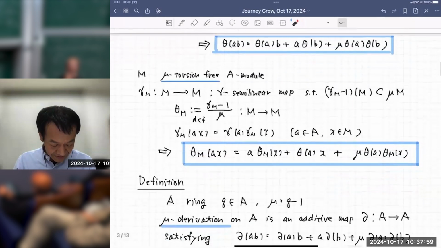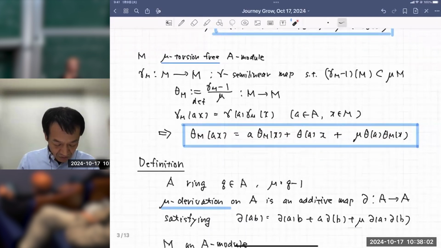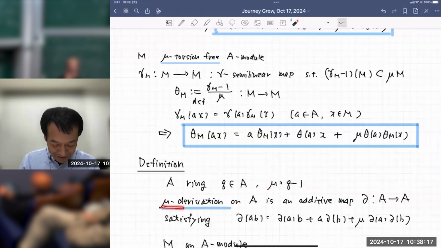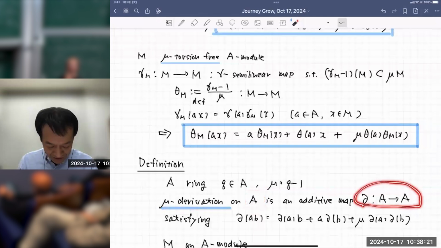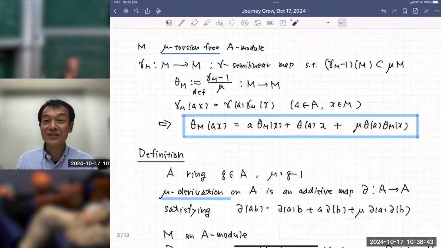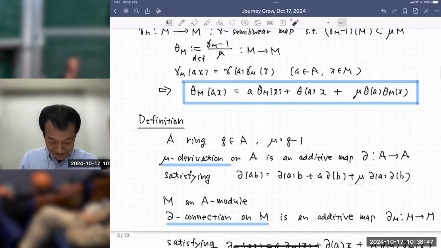And based on this observation, I define a mu derivation over a ring as follows. So A is a ring, Q is an element of A, and mu is as before Q minus 1. I define a mu derivation on A to be an additive map from A to A satisfying the same equality as theta above. So the image of AB is the derivation of A times B plus A times the derivation of B plus mu times both derivations. It's quite simple, but I use this derivation to describe crystals.